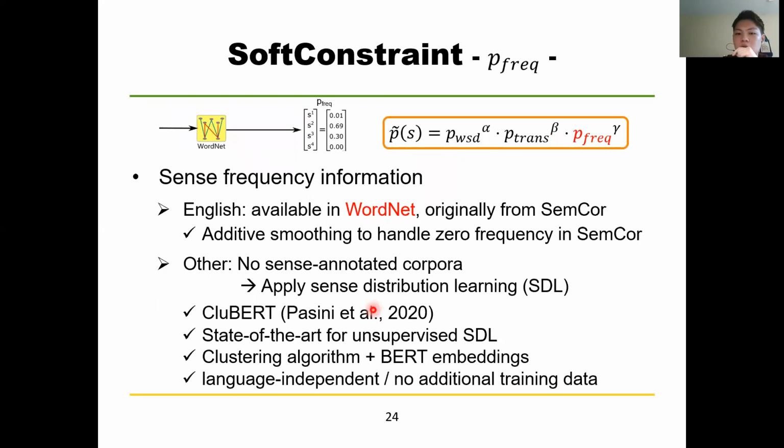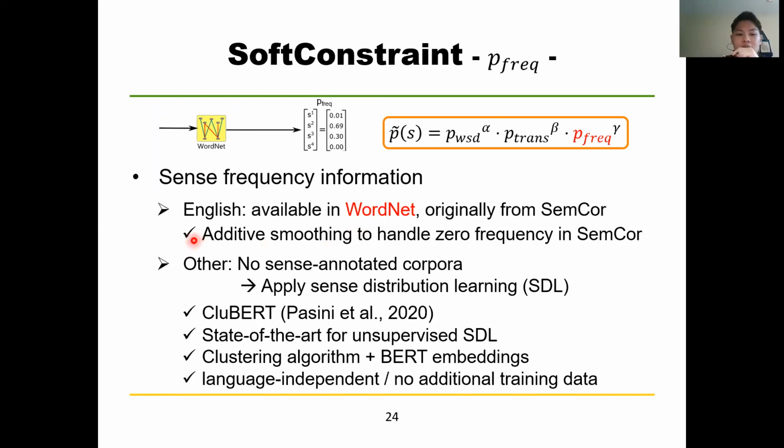And the last component, P-freq, is sense frequency information. For English, it is available in WordNet, which originally takes the information from SemCor, a sense-annotated corpus in English. And since SemCor doesn't cover all possible senses in WordNet, we perform additive smoothing to handle zero frequency.